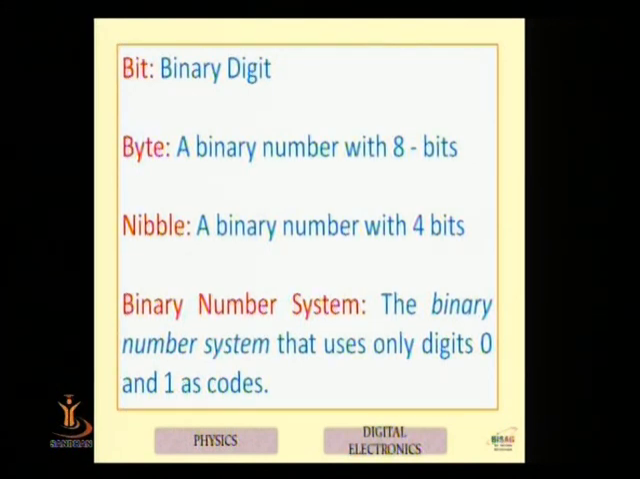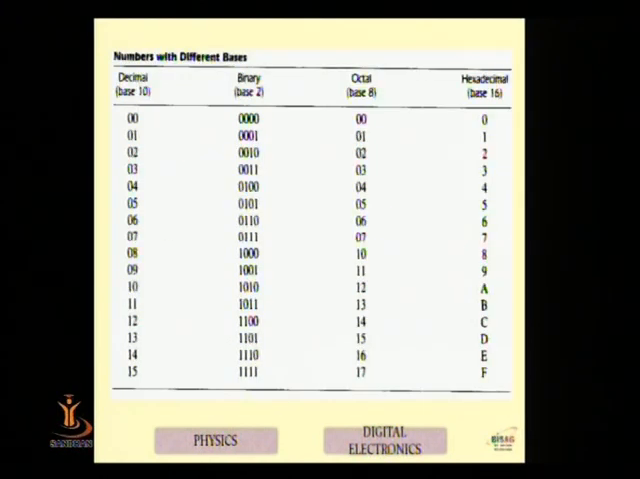These are the terms one should remember before starting. A bit is a binary digit, a byte is a group of 8, a nibble is a group of 4. The binary number system is the number system which deals with 0 and 1. Here is the table I have used for the conversion.